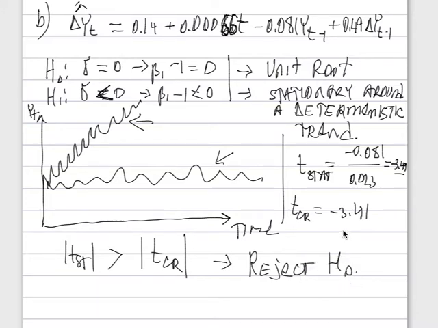Reject the null hypothesis. So reject this and go in favor of this, implying that beta 1 is less than 1. Yeah, it's stationary, but around the what? Deterministic trend. So it's this case, guys. It's this case. The yt follows this.